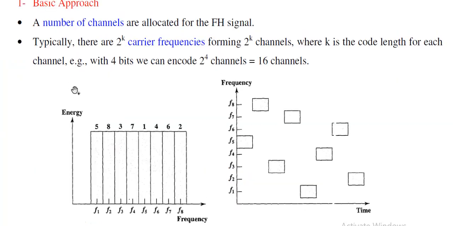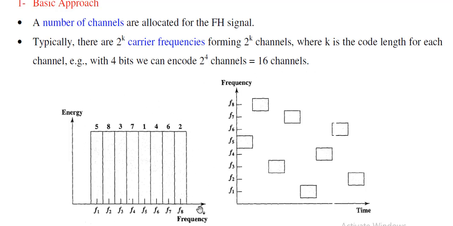So here is the basic approach. We have many channels or many frequencies. Let's say that we have a code of length K, which codes the channels. For instance, if K is 4 bits, which means that we can encode 2 to the power 4 channels, which is 16 channels, from 0, 0, 0, 0, which encodes the first channel, until 1, 1, 1, 1, which encodes the 16th channel, which means we have 16 channels.